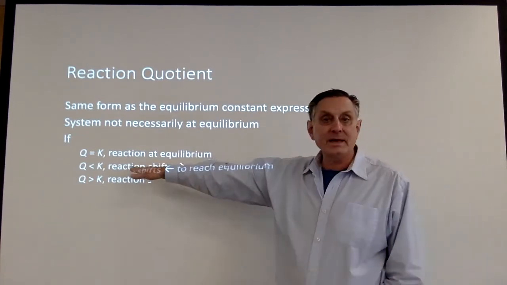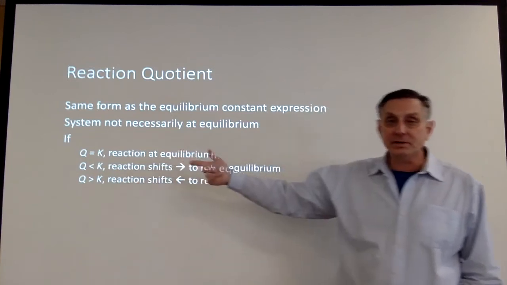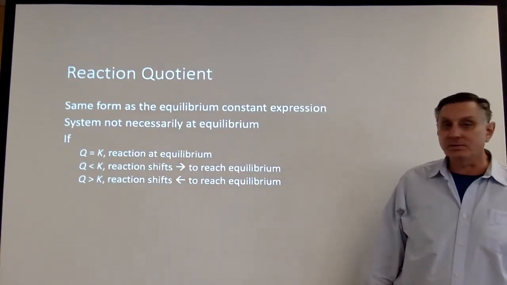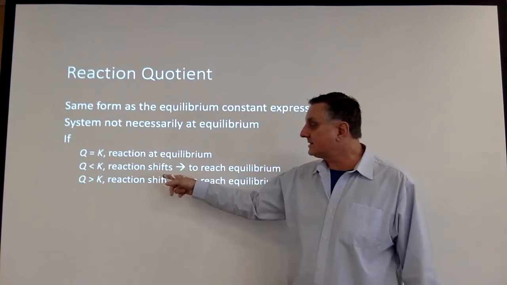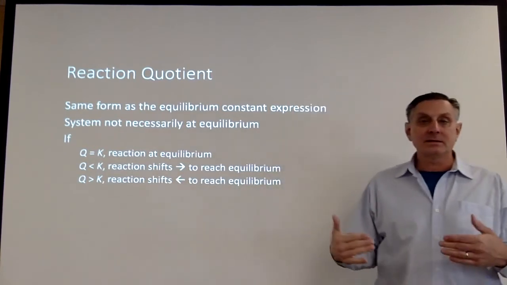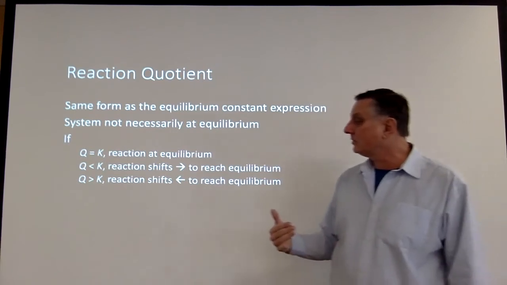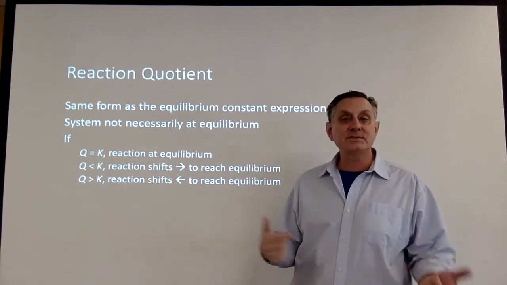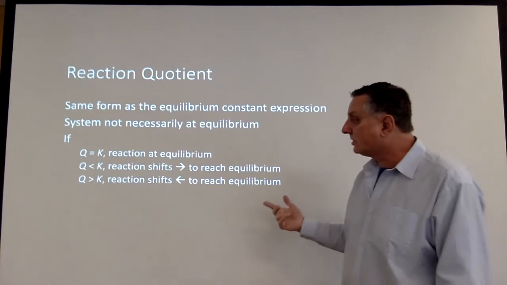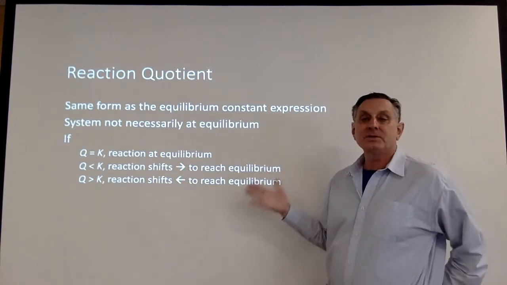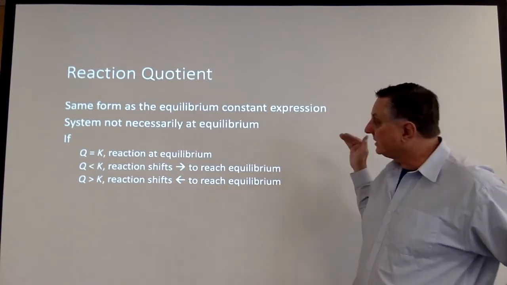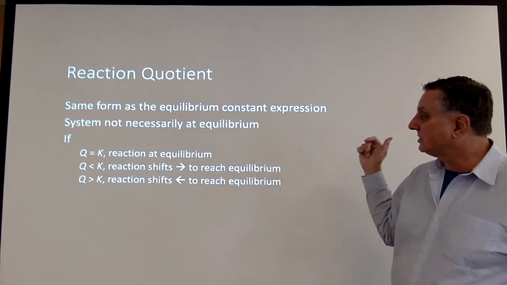If Q and K are the same numerically, then the reaction's at equilibrium. If Q is less than K, the reaction shifts right to reach equilibrium. If Q is greater than K, the reaction shifts left to reach equilibrium. So Q simply tells us the position of the equilibrium. Do we need to shift left or do we need to shift right?